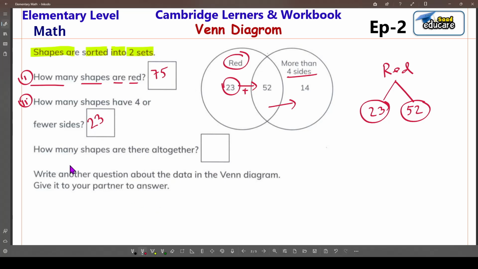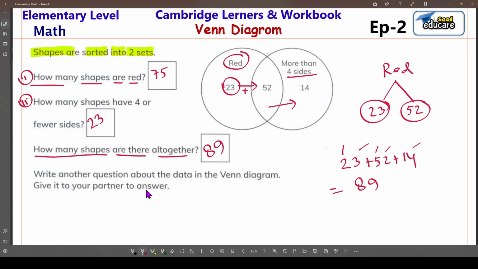Okay. So here it is mentioned: how many shapes are there all together? So all together here is 23 plus 52 plus 14. So it will be 3 plus 2 is 5, 5 plus 4 is 9, 2 plus 5 is 7, 7 plus 1 is 8. So our answer is 89. Okay, so it's very simple.